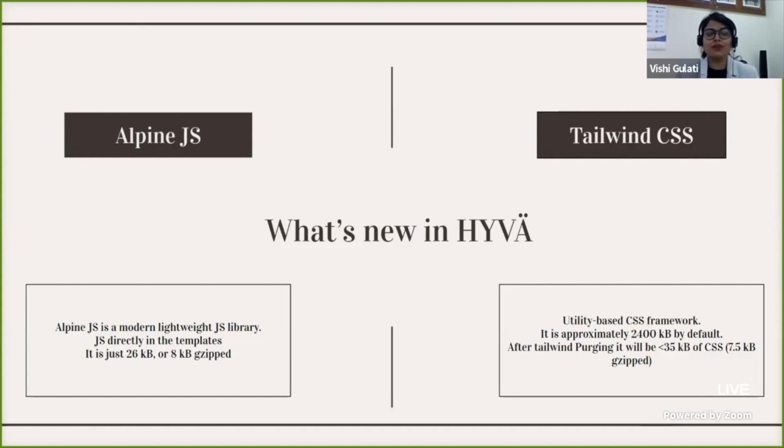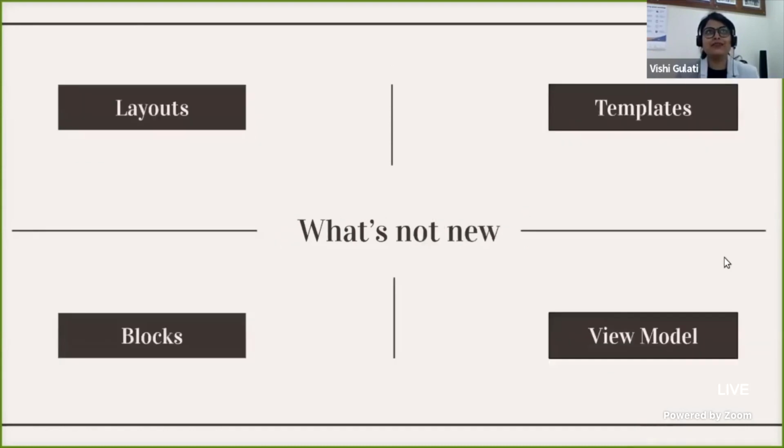Let's see what old things are still being used. Hyvä is still using the layout. You can override it in the same way. It is still using the templates. It is still using the blocks. It is still using view models a lot, but there is a slight twist in the view model, which we'll see later.